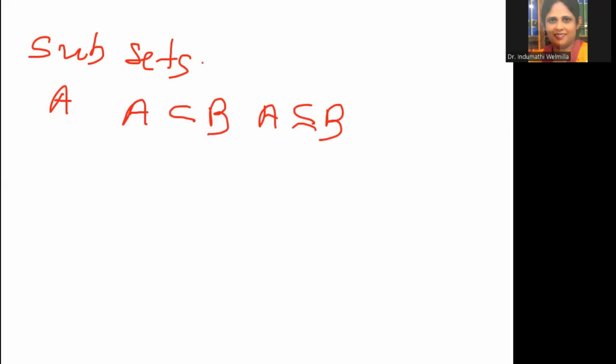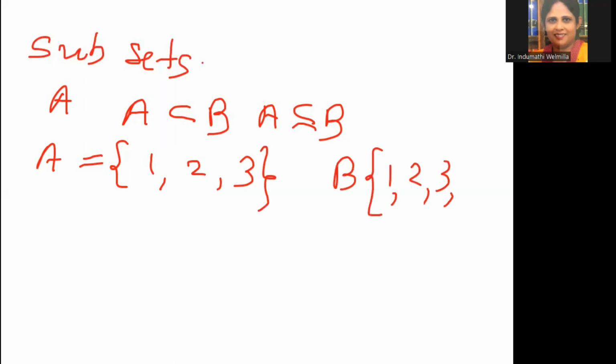Even the empty or null set is considered to be a subset of another set. In general, a subset is a part of another set. Example, if A equals 1, 2, 3, and B equals 1, 2, 3, 4, 6, 7, then we can say A is a subset of B.